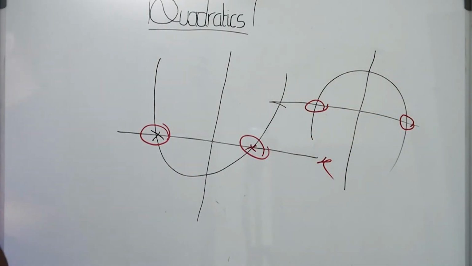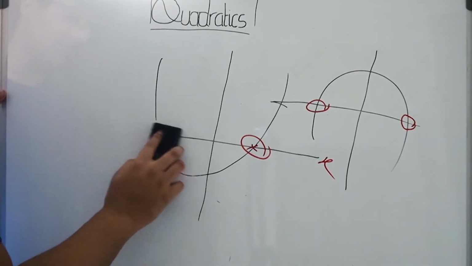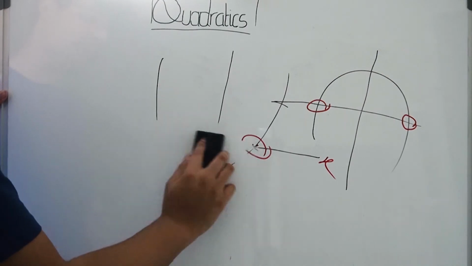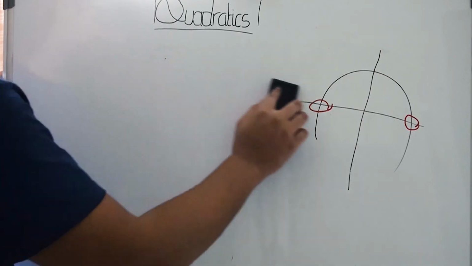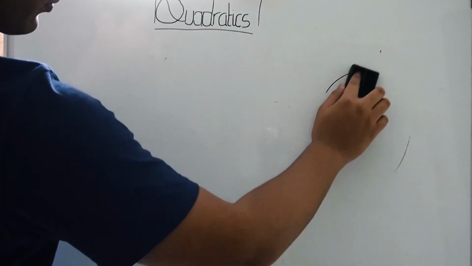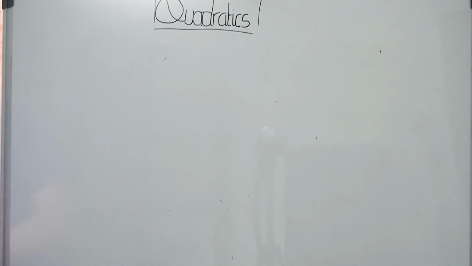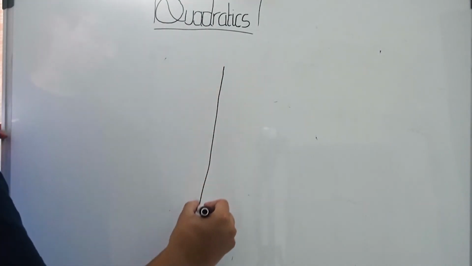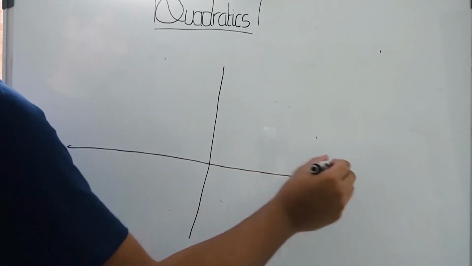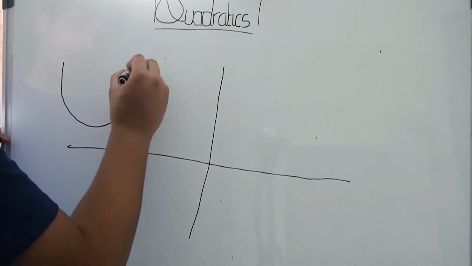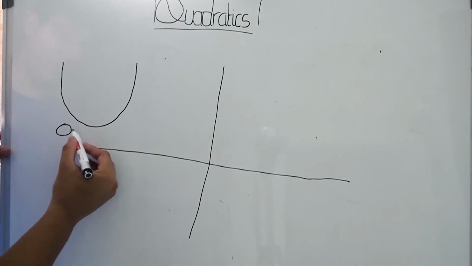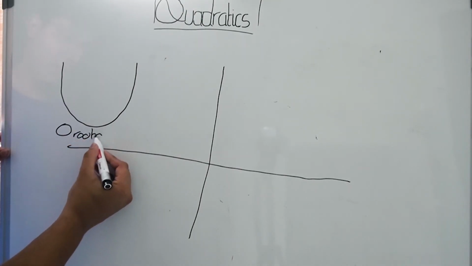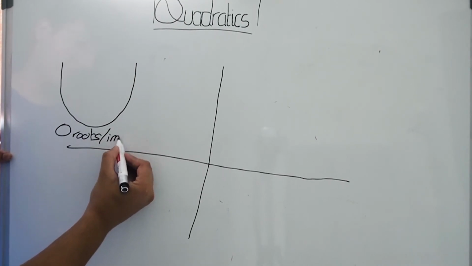So now that you know what roots are, let's find out the different possibilities of how many roots can exist. Like for example, can there be 0 roots? Can there be 2 roots? Can there be 3 roots? Can there be 1 root? So we'll understand that now. The first possibility is this. Right now it is not intersecting the x-axis at all. So there are 0 roots. You can also say imaginary roots.